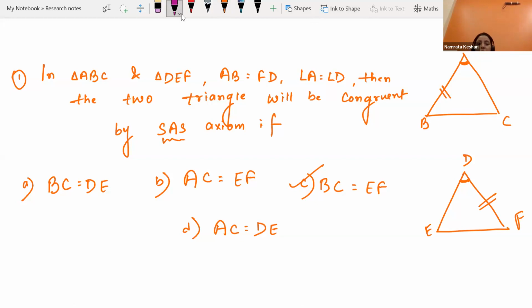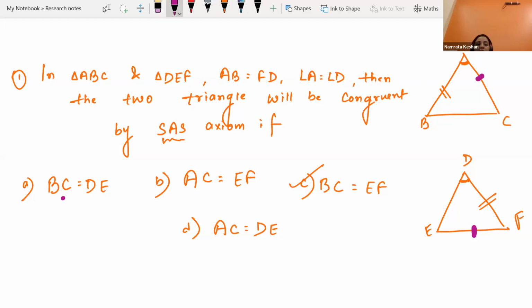BC is equal to DE? If we say that, no, it's not, because side angle side means in both triangles the angle must come in between the two sides. So BC and DE is not working. Next one, AC is equal to EF. This is also not working. In between these two sides the angle is not coming. However, in the other triangle it's coming, but not here. So we will reject it.